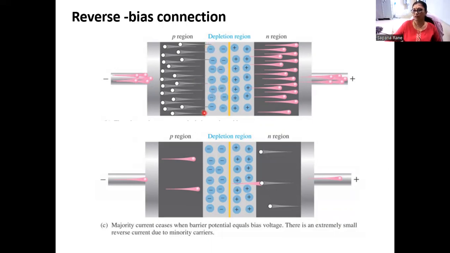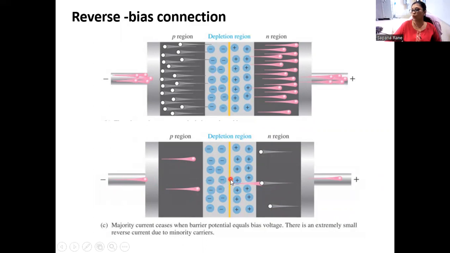And you can observe the width of the depletion layer is increased in reverse bias condition and the current flowing through the device is 0. But if we talk about the minority charge carriers, which are thermally generated charge carriers, electrons are present in the p region, holes are present in the n region, and these minority charge carriers, due to the external battery, are pushed towards the junction, they cross the junction and they constitute a very small amount of current in the device.